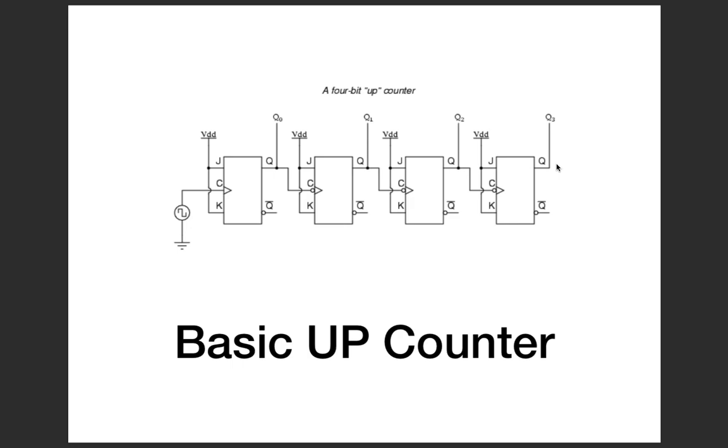We also saw how we can build a down counter from this. When we analyzed the patterns, we found that in order to reverse the counting sequence, all we needed to do was complement each bit of the sequence. So we can simply take the output from Q complement of every flip-flop and you will get a down sequence.